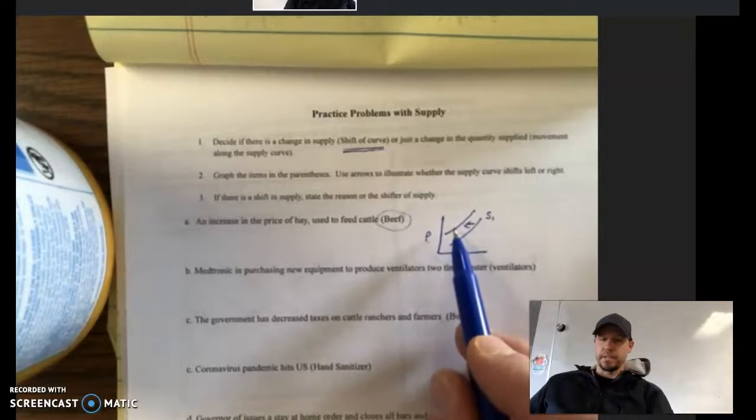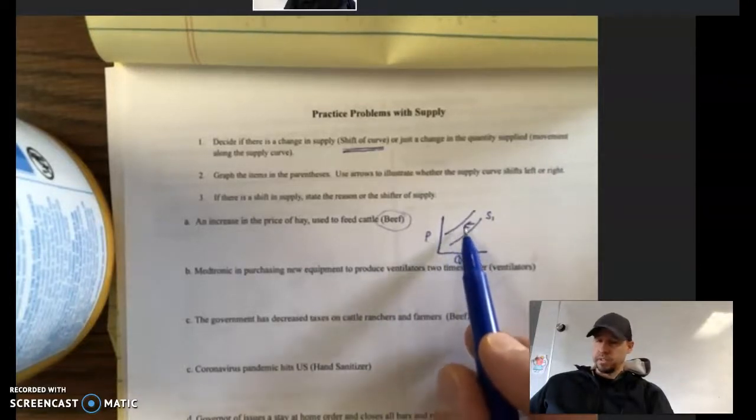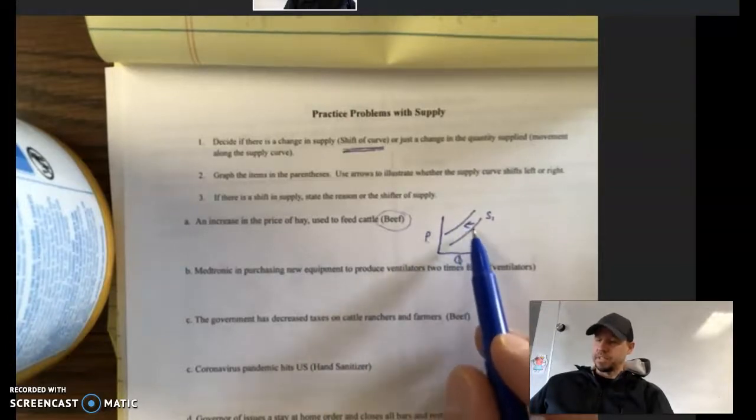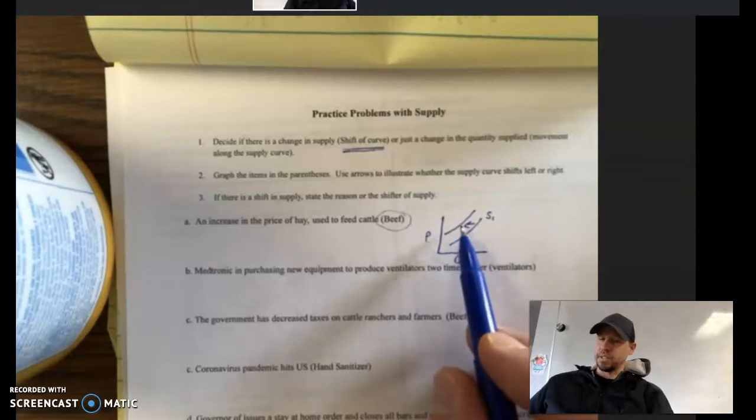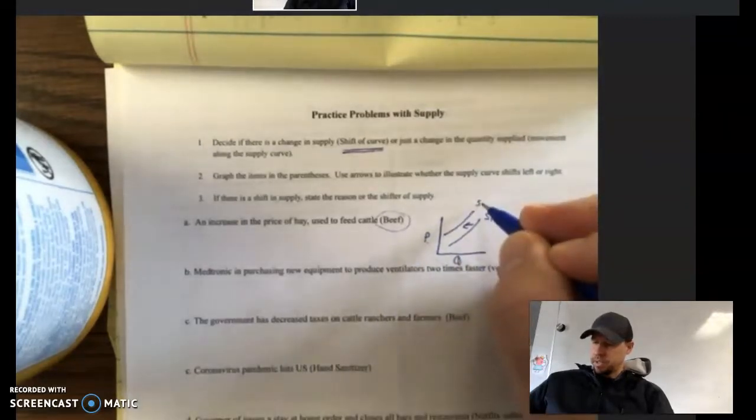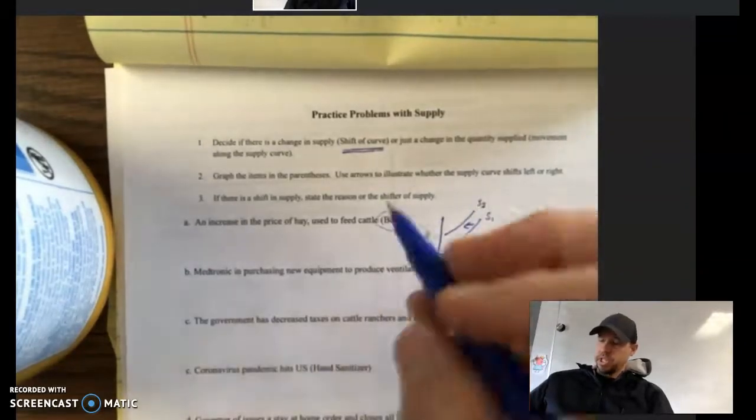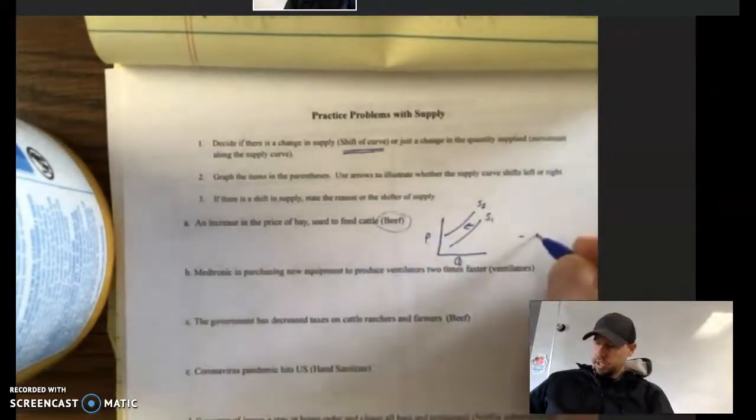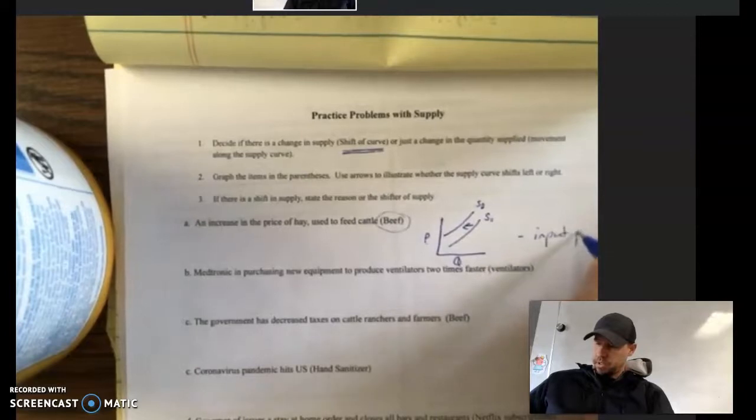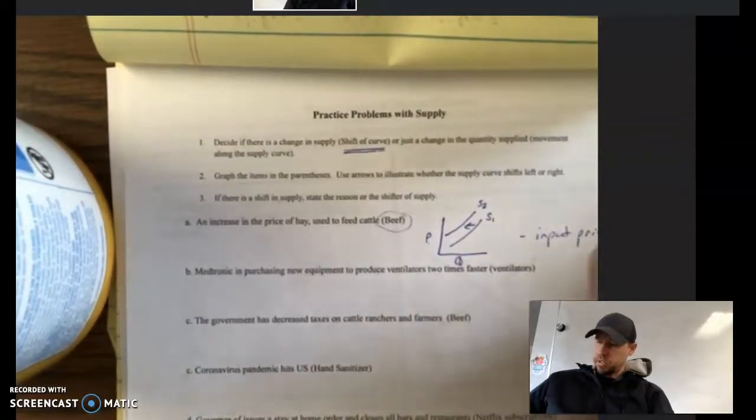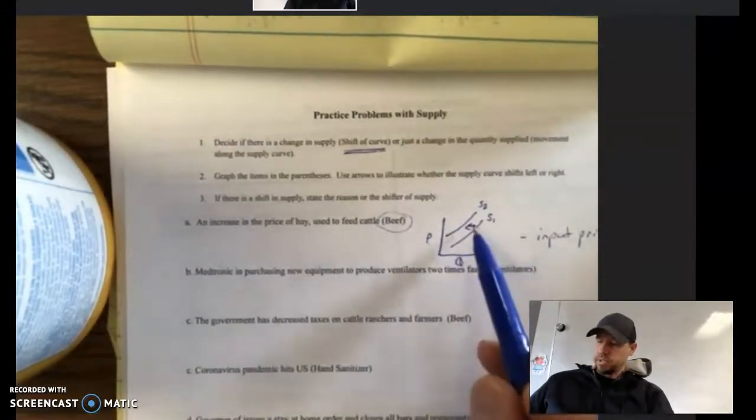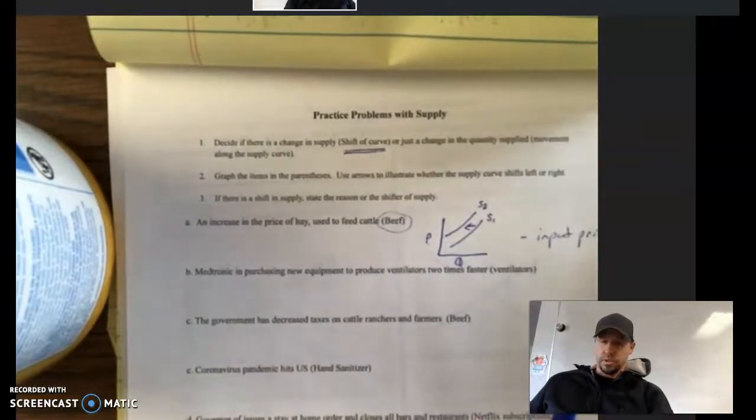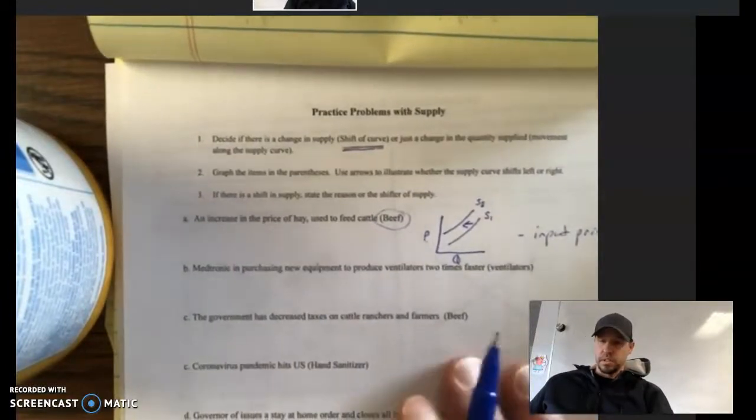That's why I don't like to say supply goes up or supply goes down. Looking here, this supply curve actually looks like it's moving up, but this is a decrease in supply. So we put S2, and we have to state the reason why. This is a change in input prices. So an increase in input prices is going to shift supply to the left.